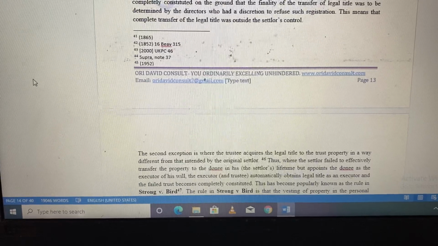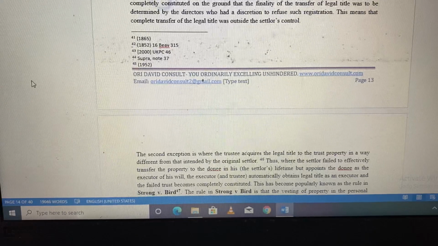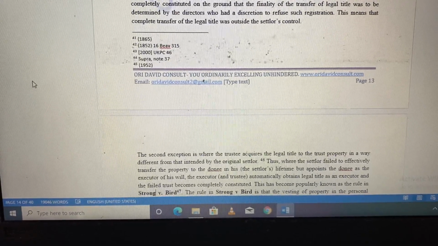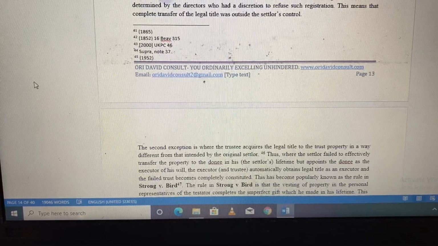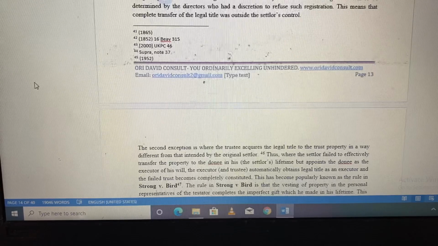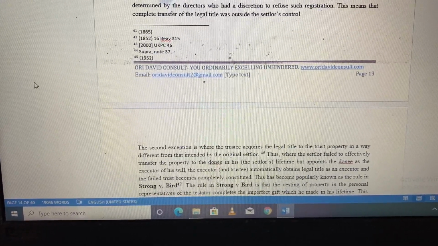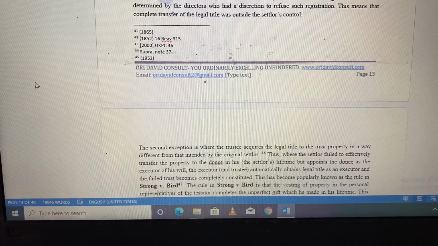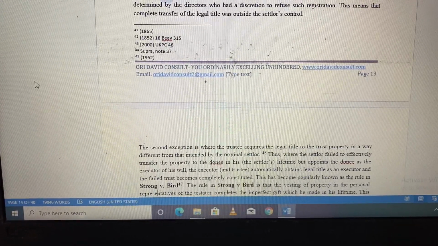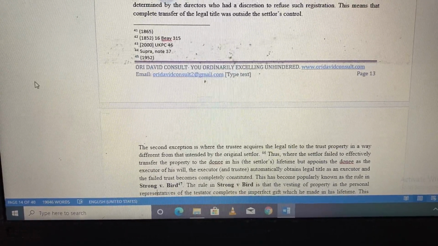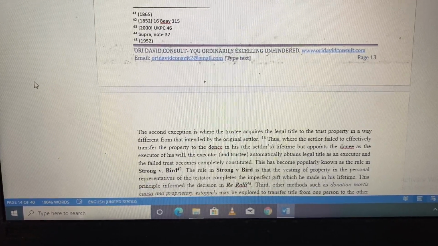So the second exception to the rule that where a trust has not been completely constituted it is not valid and the beneficiary will not be able to enforce it, is where the trustee acquires the legal title to the trust property in a way different from that intended by the original owner. So say, for instance, the settlor failed to effectively transfer the property to the trustee when he was alive, but then he went ahead to appoint the intended trustee as the executor of his will. The executor, who is now the trustee, will automatically obtain legal title as an executor, and the trust becomes completely constituted. And this has become popularly known as the rule in Strong v Bird.